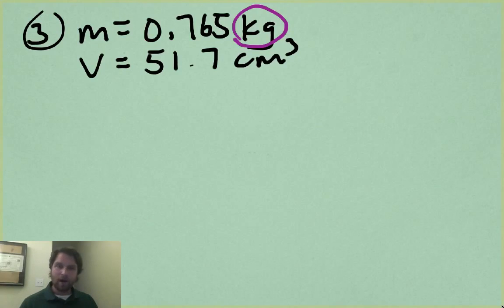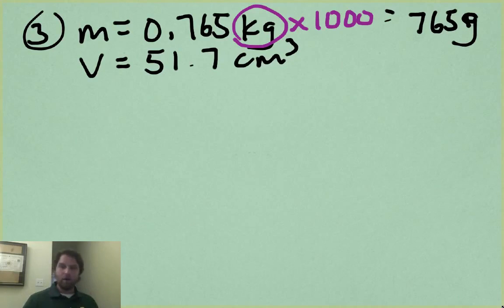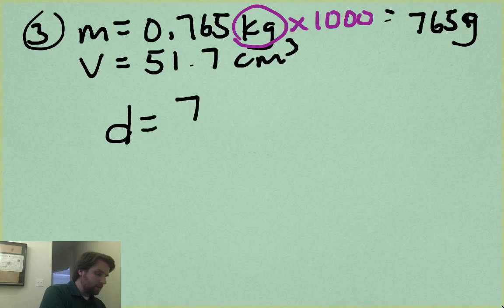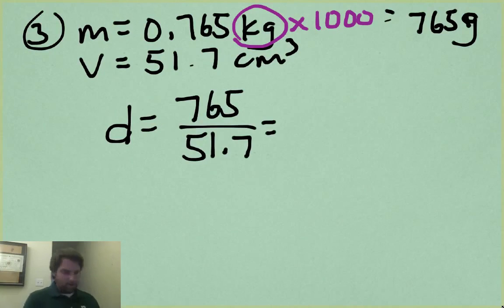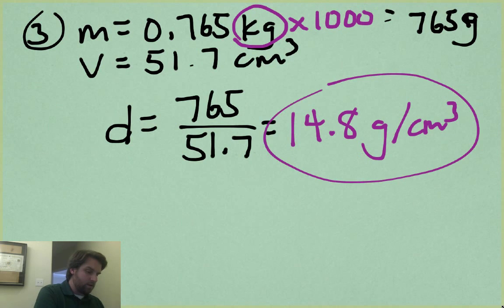There are 1,000 grams in a kilogram, so we need to multiply this number by 1,000, which is going to give us a new number of 765 grams. All right, so now we can do mass over volume. So we do density is equal to 765 grams divided by 51.7 cubic centimeters, giving us a grand total of, in pink here, 14.8 grams per cubic centimeter. Bam. So now you can do it with converting. You can do it if you have to isolate a variable. You can do it the simple way. Hope that helped.